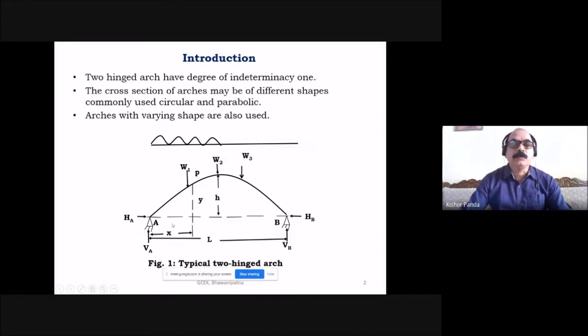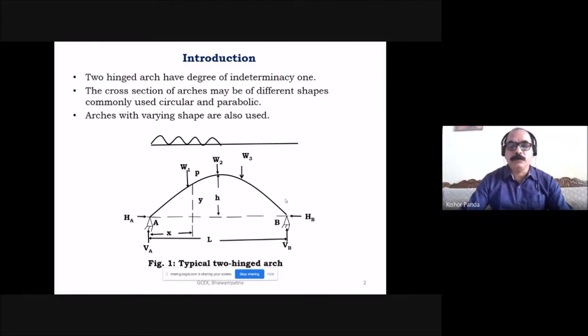In the case of a beam, the beam is resting over only these two supports, so no horizontal force comes. But due to the curved nature of the arch, you have to design the abutment also by considering the horizontal force. The horizontal force is induced at the abutment support, and you have to consider it when you design the abutment.